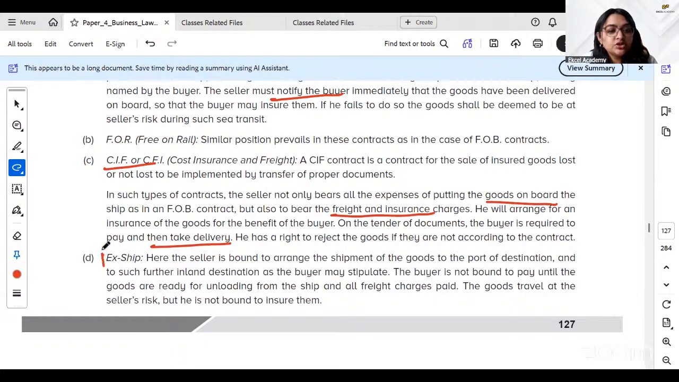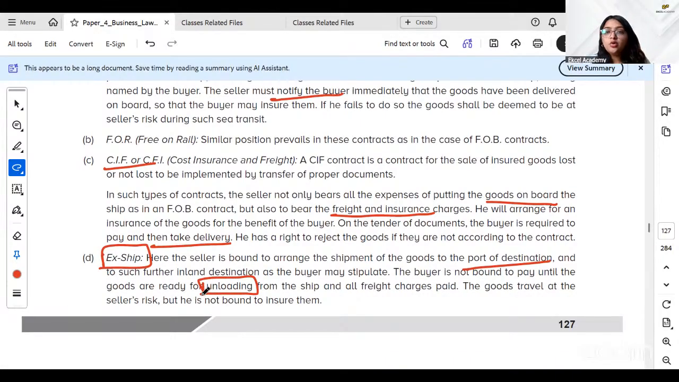And the last one that we saw is ex-ship, where not only until loading, but also in transit and until unloading, the seller is liable. Here the seller is bound to arrange the shipment of the goods to the port of destination and to such further inland destination as the buyer may stipulate. The buyer is not bound to pay unless the goods are ready for unloading from the ship.